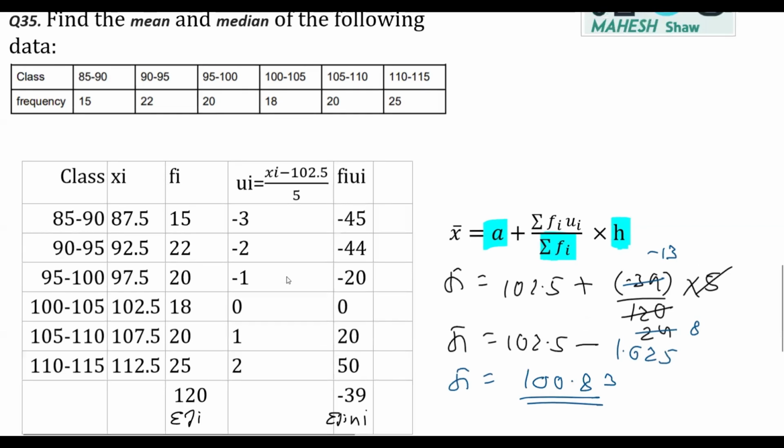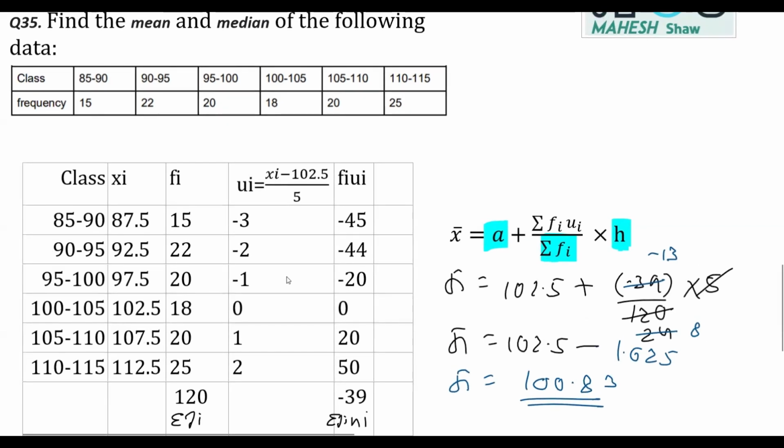As you can see in our question, we had to calculate the mean as well as the median. So first I calculated the mean. Now, once we are done with this, we are going to find the median, and I'm going to use the same table for finding the median.